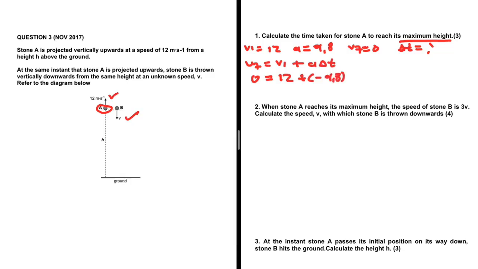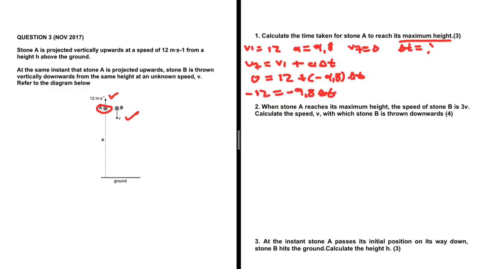That is because the gravitational acceleration is downwards and we are taking up as positive. Delta t is what we are interested in. We are obviously going to take 12 to the left hand side. We're going to have minus 12 equals minus 9.8 delta t. It should be quite easy to see what we need to do at this point.